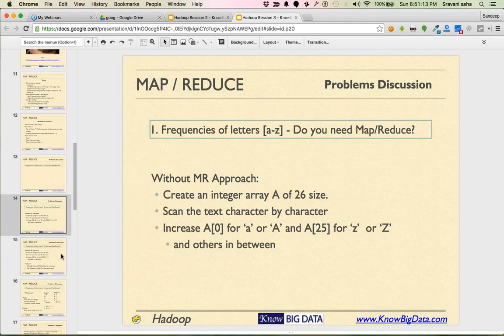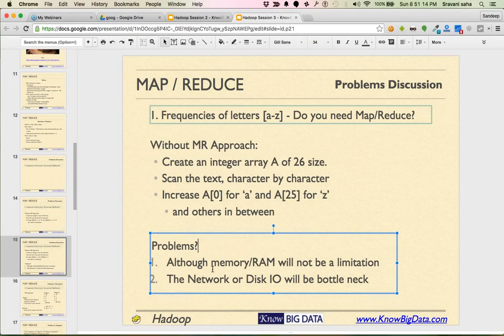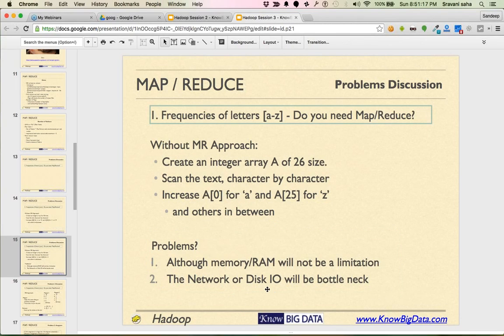The only problem with this approach is the disk IO or the network. If the file is located in the network, it's the network which is the bottleneck, and the disk IO is the bottleneck. Memory and RAM is not a limitation.